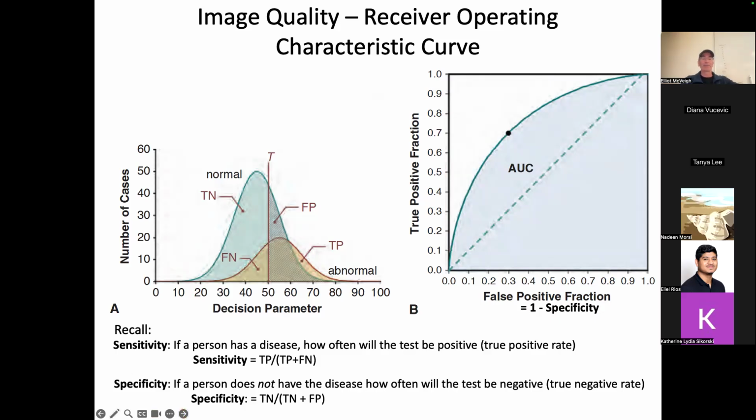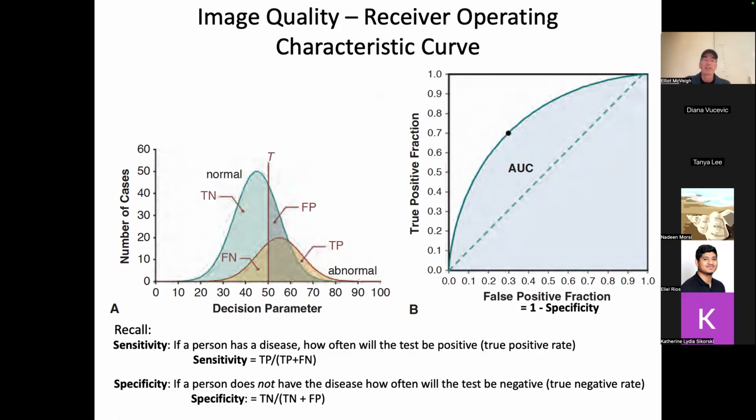Specificity is exactly the same thing, but in the negative direction. So you count how many are true negatives divided by the true negatives plus the negatives that were called positive. And that's called specificity. Okay.